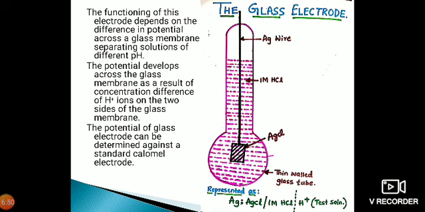The glass electrode may be represented as Ag, AgCl bar 1 molar HCl bar. It is placed in contact with the solution of H+ ions of a testing solution. So when placed in a solution, the potential of the glass electrode depends on the H+ ion concentration of the solution. The potential develops across the glass membrane as a result of concentration difference of H+ ions on the two sides of the glass membrane. The potential of the glass electrode can be determined against a standard calomel electrode. So this is the construction and working of the glass electrode.